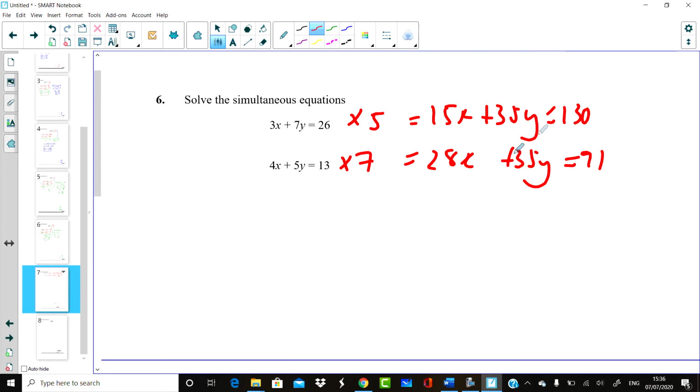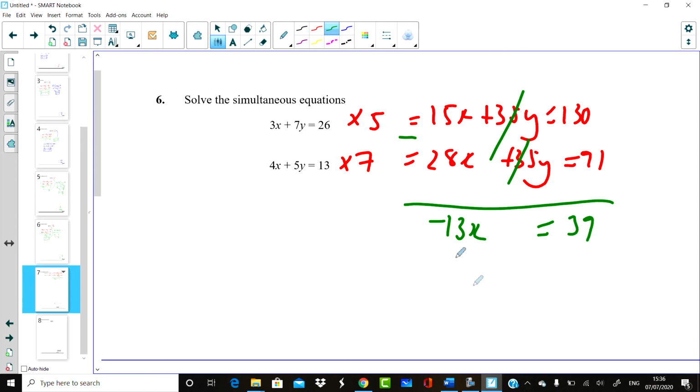So what we can do is eliminate this y term. So if we take away both equations, these cancel out. We have 15 take away 28. So 15 minus 28, that's negative 13x. And we have 130 take away 91, that's just 39. And if we divide both sides by negative 13, our final answer is going to be x is minus 3.